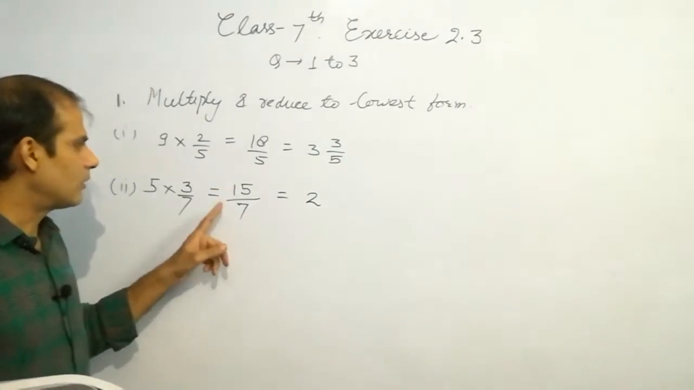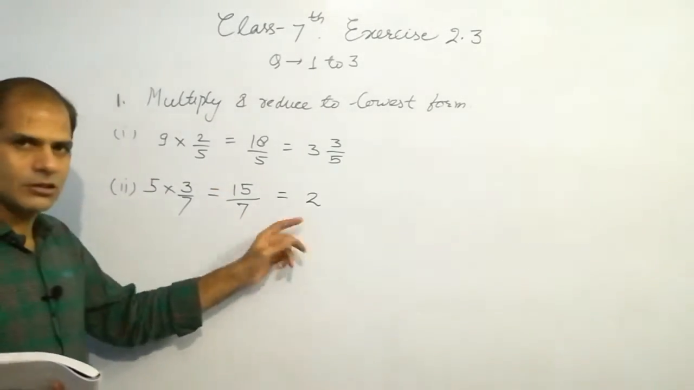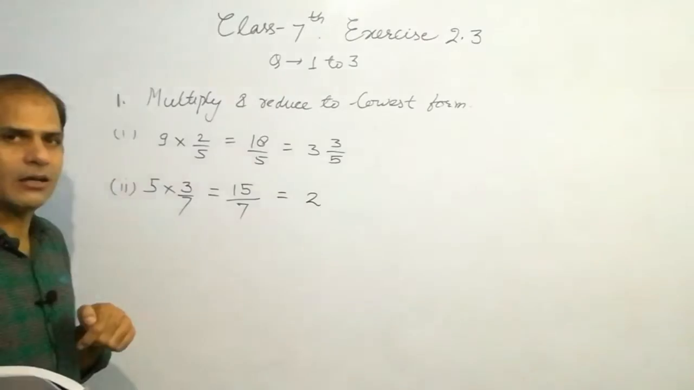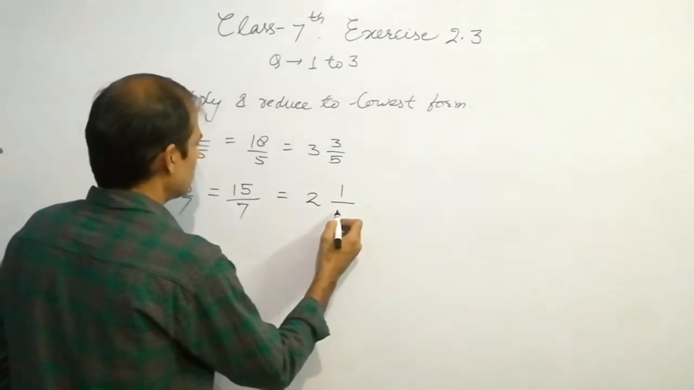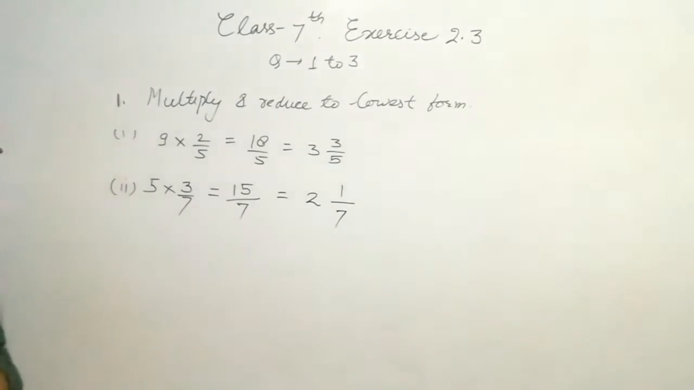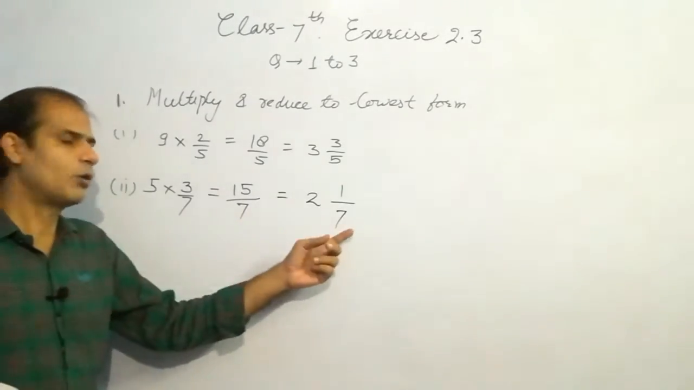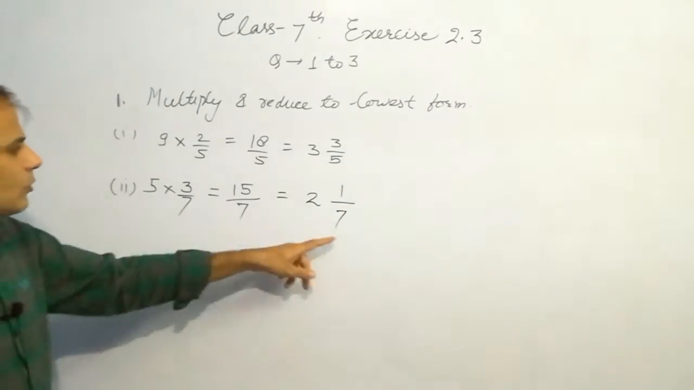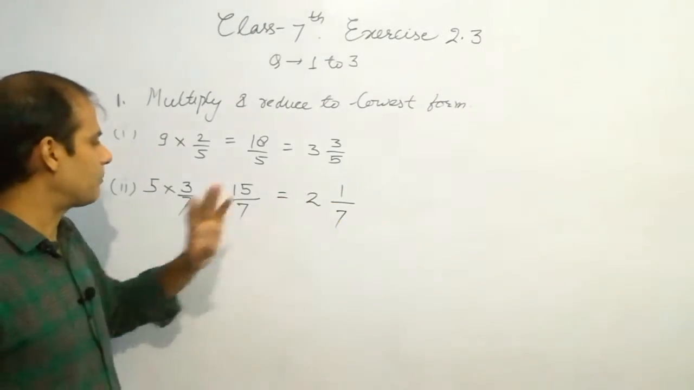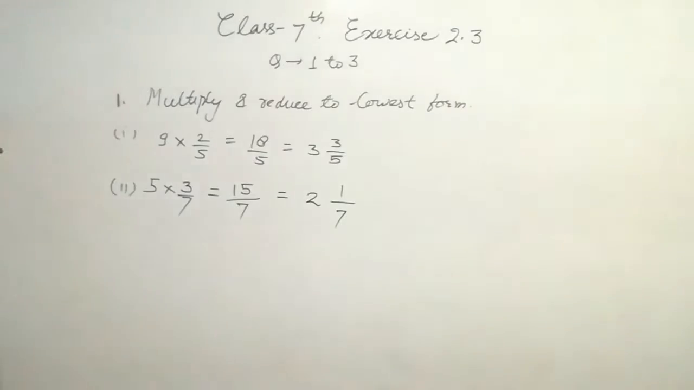15 divided by 7 is 2 times. 7 2s are 14. What is the remainder? Remainder is 1. So write remainder here and 7 as a denominator. This 7 will always come in the denominator, and the remainder will come in the numerator. So 7 2s are 14 plus 1, 15 upon 7. So the answer is 2 and 1 upon 7.